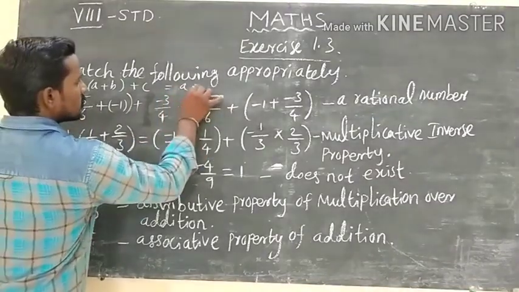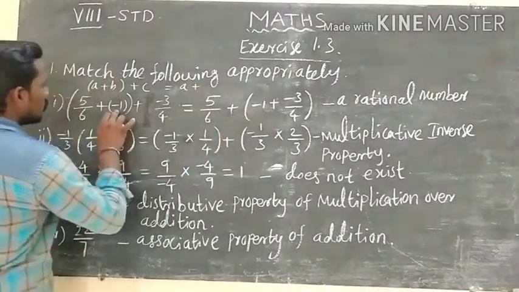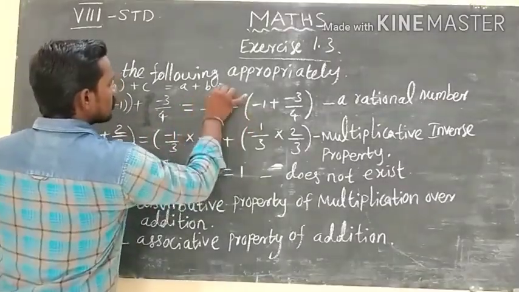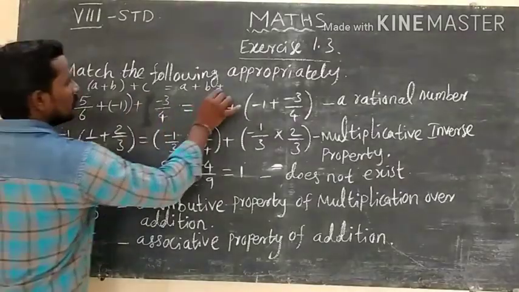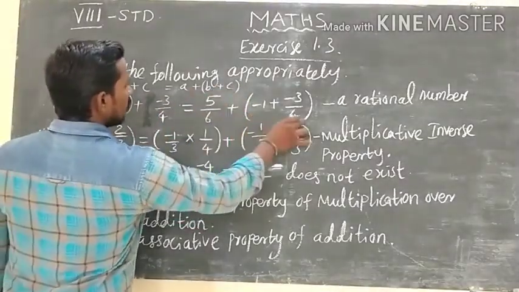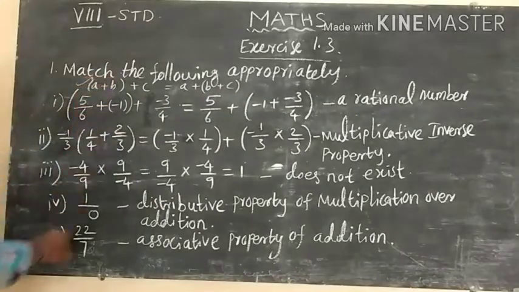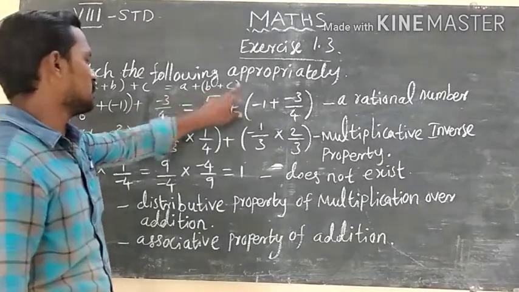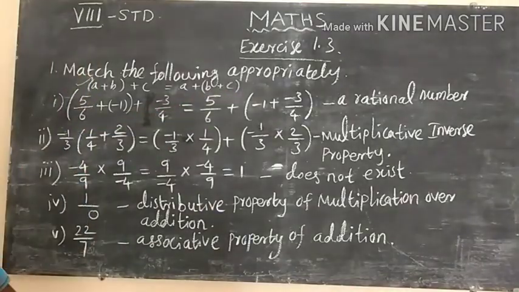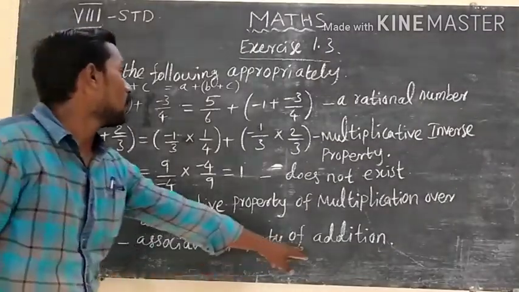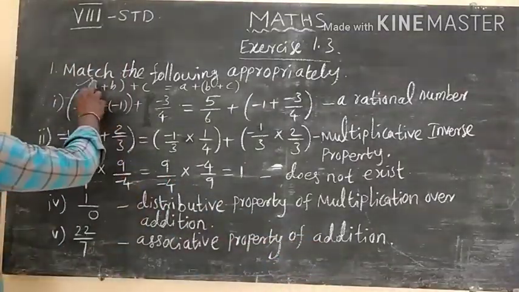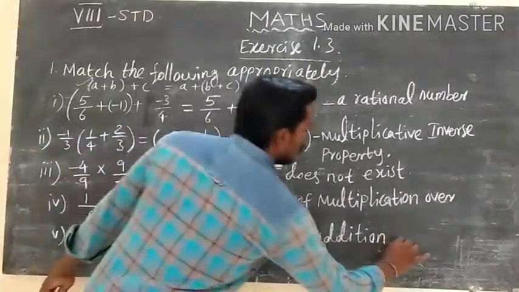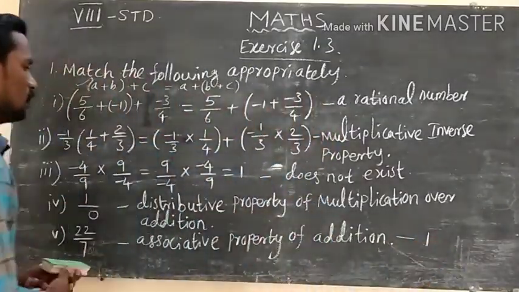So A is 5 by 6. Minus 1 is considered B. Plus minus 3 by 4 is considered C. So B and C get a bracket. What is this result? A plus B plus C is equal to A plus B plus C. What is this result? Associative property of addition. It's an associative property. So are you clear? What is this associative property of addition?